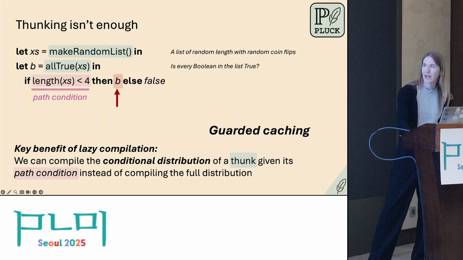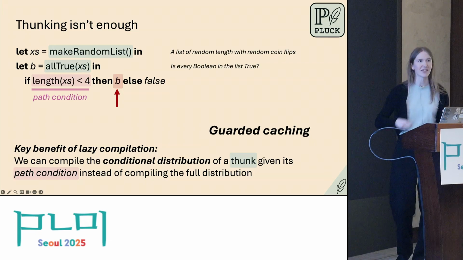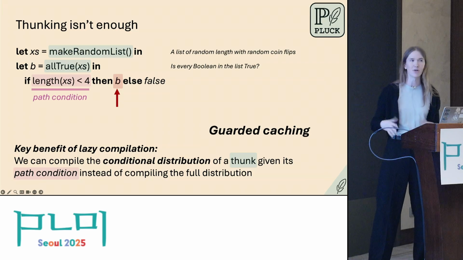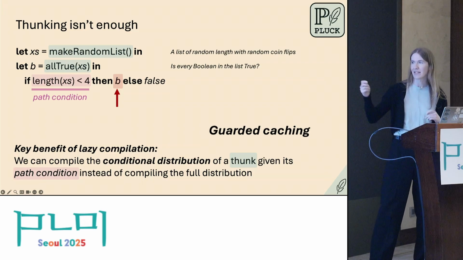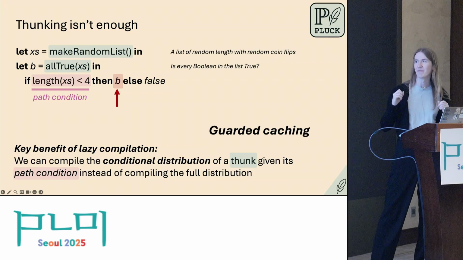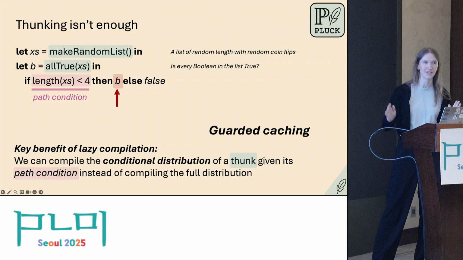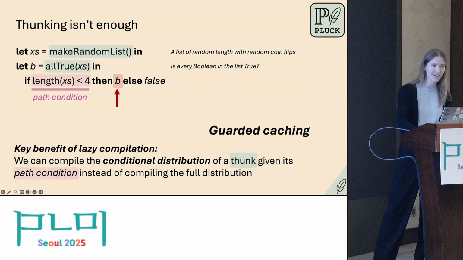Now, there are actually some issues that come up with this when it comes to caching, because if the same thunk appears in multiple different path conditions, you don't want to have to compile it in every case, but you can't always reuse the same compilation result across every usage, depending on the path condition. So details of that are in the paper. We developed a technique called guarded caching to handle it.